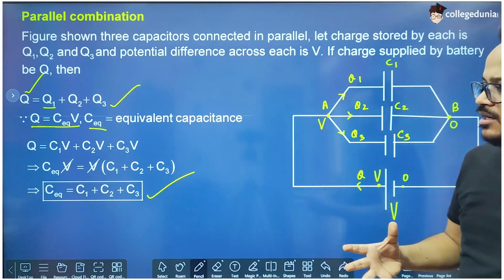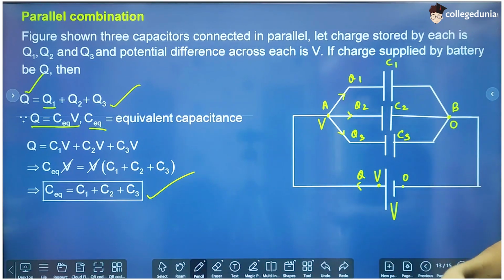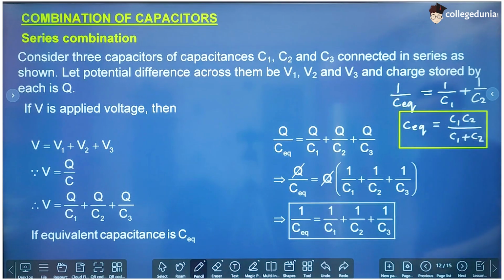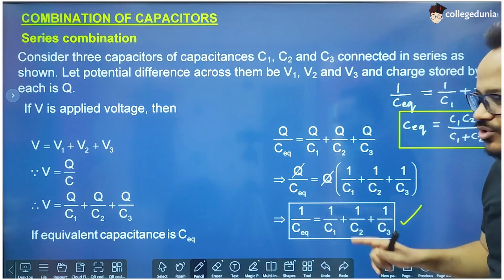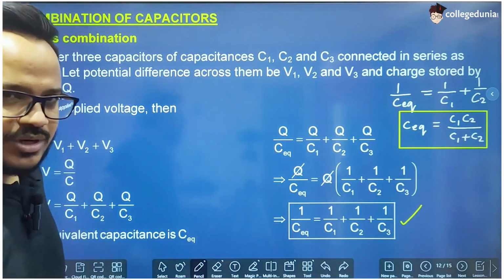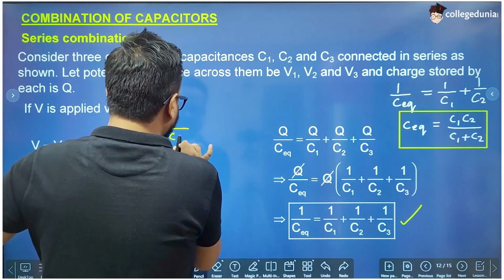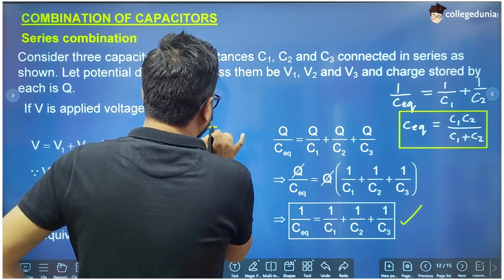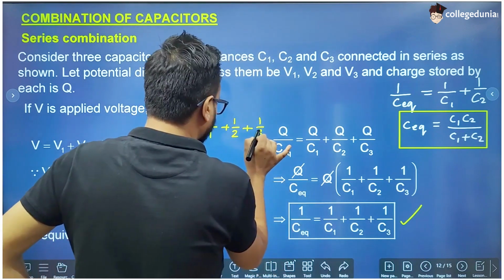So the capacity is more than the capacitor with the highest capacitance. When the capacitors are connected in parallel, capacity increases, and when the capacitors are connected in series, the capacity decreases, because this answer is going to be smaller than the smallest of C1, C2, C3. For example, let us take the value of C1 as 1, C2 as 2, and C3 as 3. So 1 upon C equivalent is 1 upon 1 plus 1 upon 2 plus 1 upon 3.